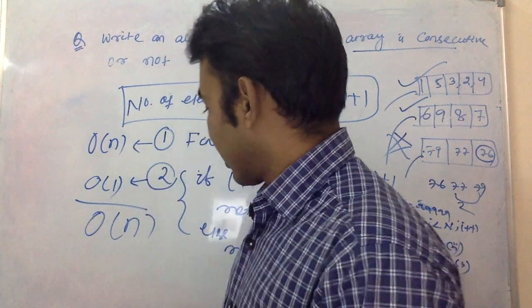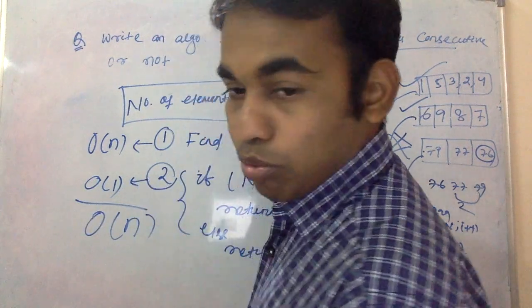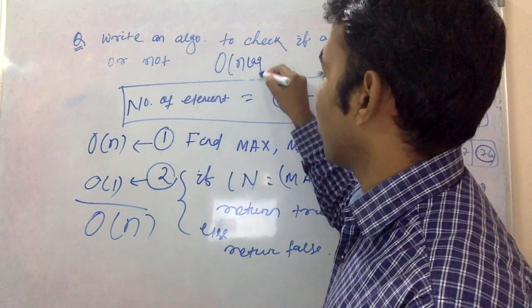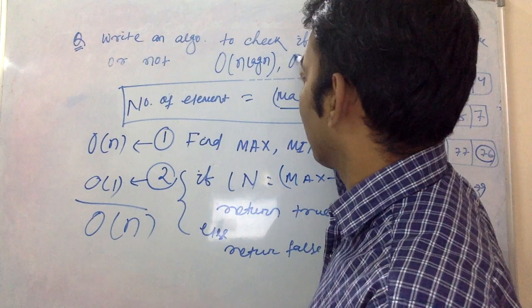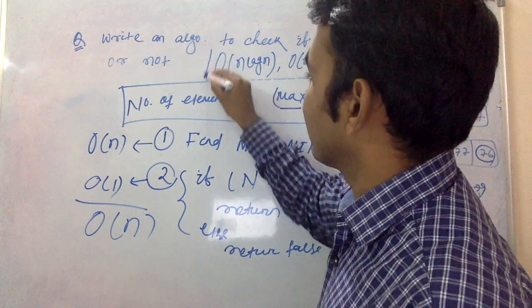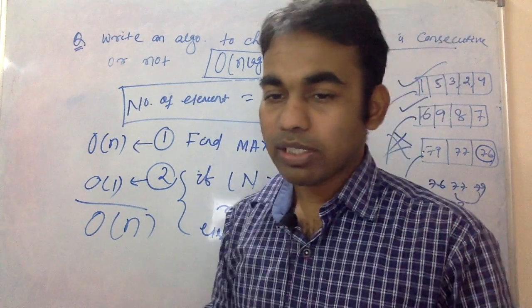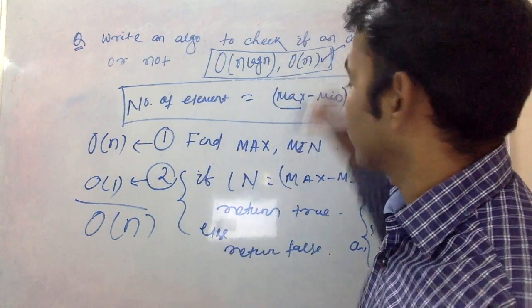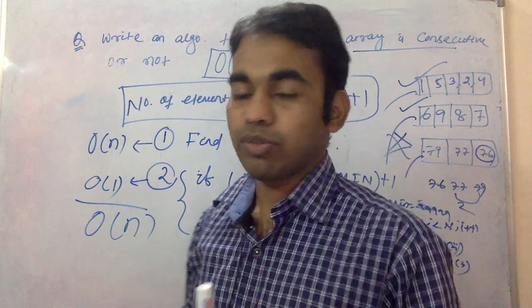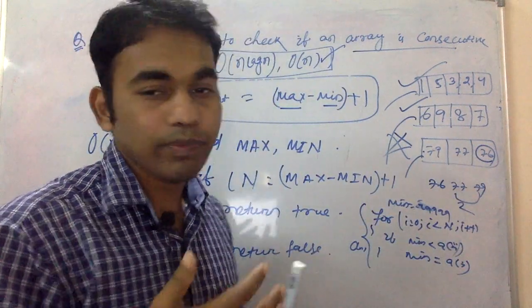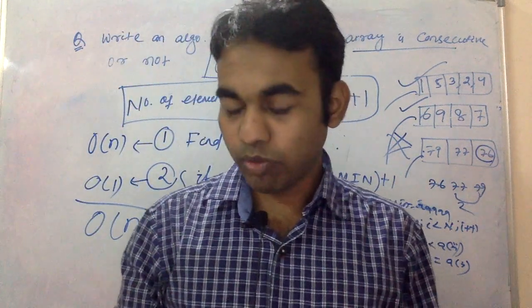So we got two solutions actually. One solution is big O of n log n, which we know how to solve. Then we got a better solution, which is big O of n. That means we found two algorithms. We did the analysis and found that we can find an efficient algorithm to solve this particular question using big O of n.